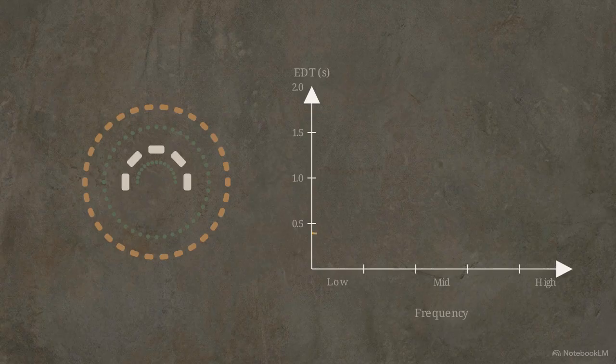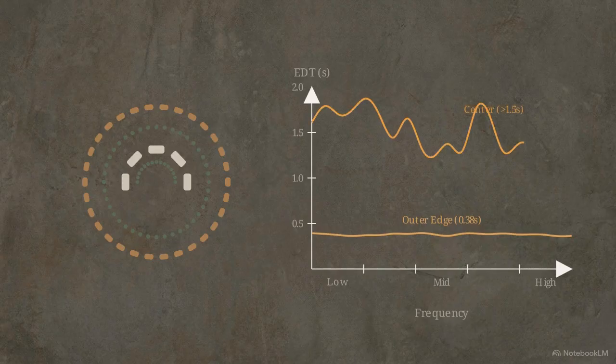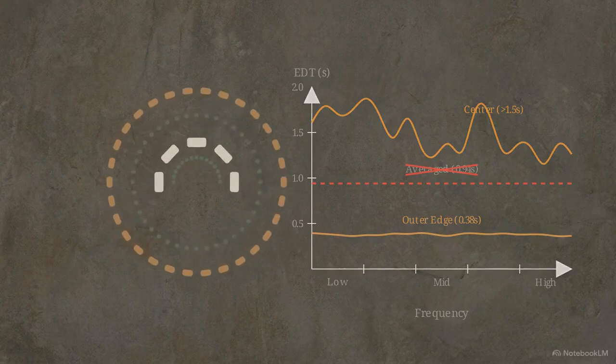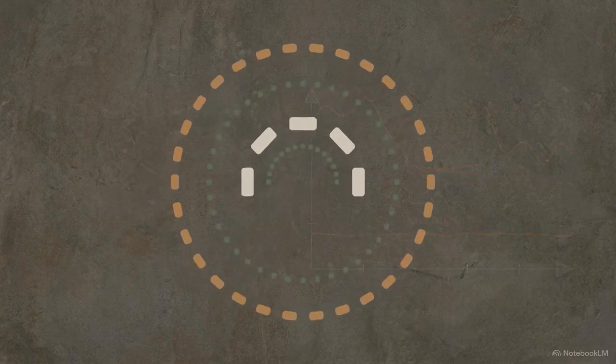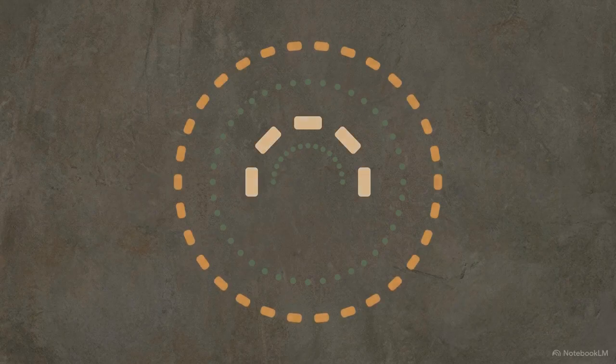The outer edge of the Sarsen circle presents an extremely dry early decay time of 0.38 seconds. The exact center of the monument is highly reverberant, jumping to over 1.5 seconds. Averaging these two positions together, as dictated by modern standards, would output a moderate decay time. That average environment exists nowhere in the actual physical space. This extreme disparity is caused by the physical geometry of the stones.